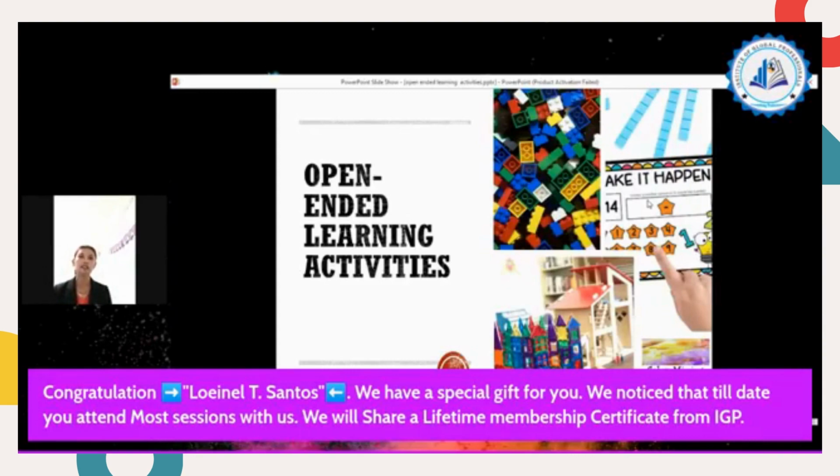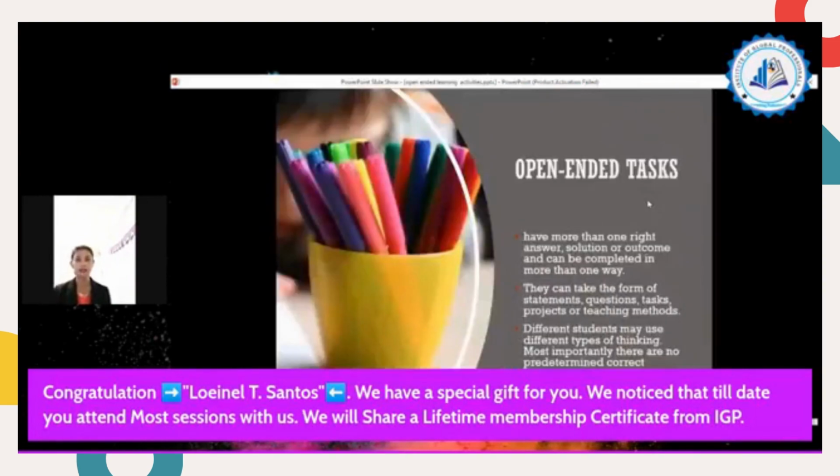And we can use these open-ended learning activities with some learning areas like science, math, English, grammar, and we will be discussing it in this talk. Okay, next. What is an open-ended task?